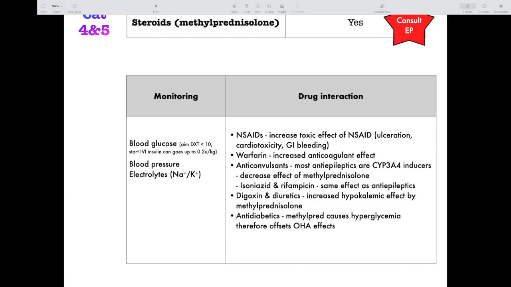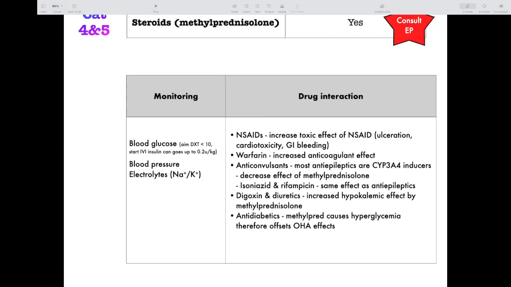There are a few drug interactions that we need to be aware of, which include the NSAIDs, because IV methylpred will increase the toxic effect of NSAID. At the same time, it will increase the anticoagulant effect of warfarin. And as we know, most of the anticonvulsants are enzyme inducers. It can decrease the effect of methylpred as well.